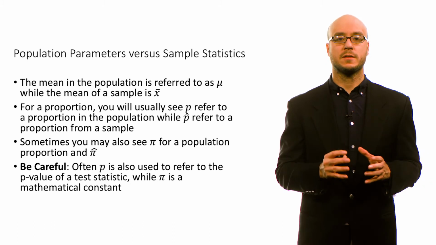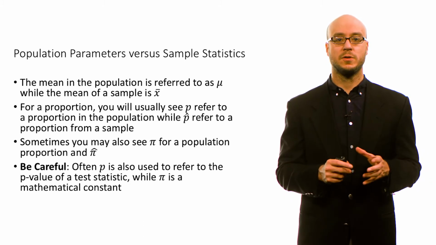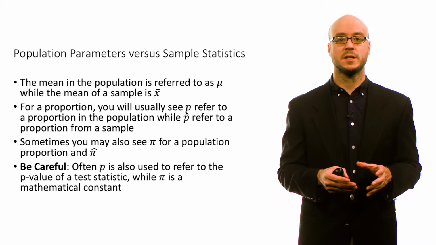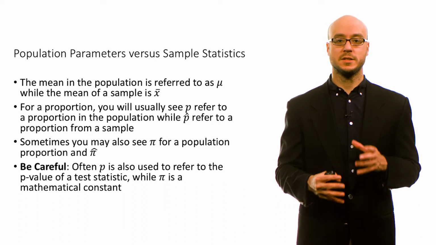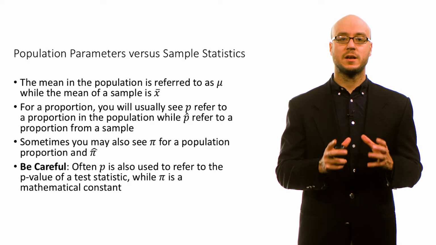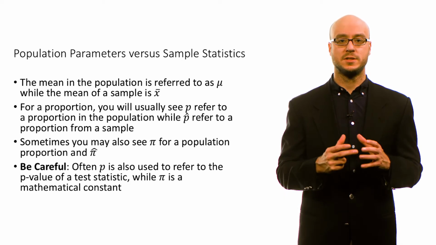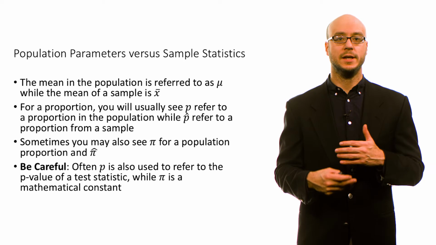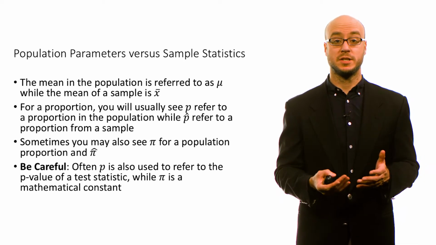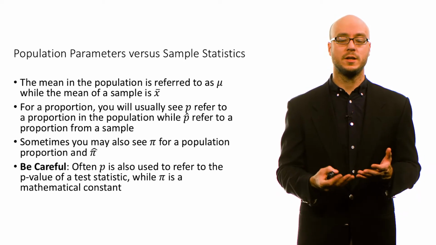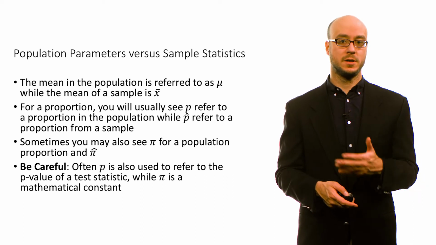The other key point here is that sometimes you will see p refer to the probability or p-value of a test statistic, while pi is a mathematical constant. So be careful, try to read the context about whether some symbol is referring to a population parameter, a sample statistic, or some other quantity that we're looking at, such as a mathematical constant or a p-value. For this lecture, we will try to hew to the convention of using p to refer to the population proportion and p hat to refer to the proportion from a sample.